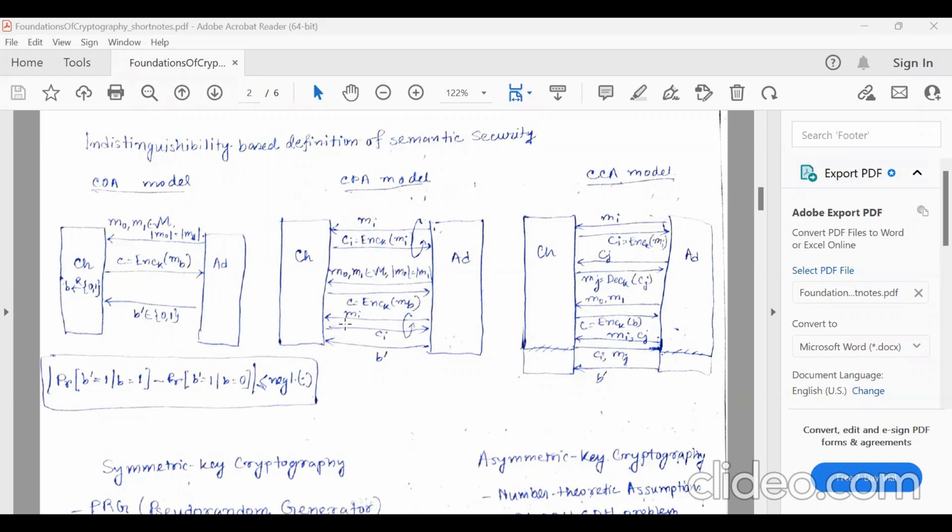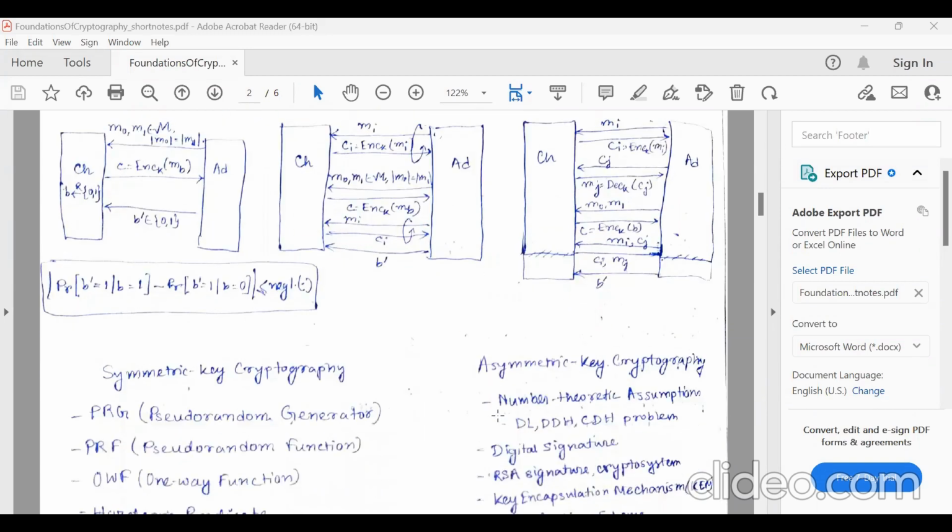And in case of the CCA model, in both the pre-challenge and post-challenge phases, it can raise encryption queries as well as decryption queries, right? So that is what is being shown in this figure.